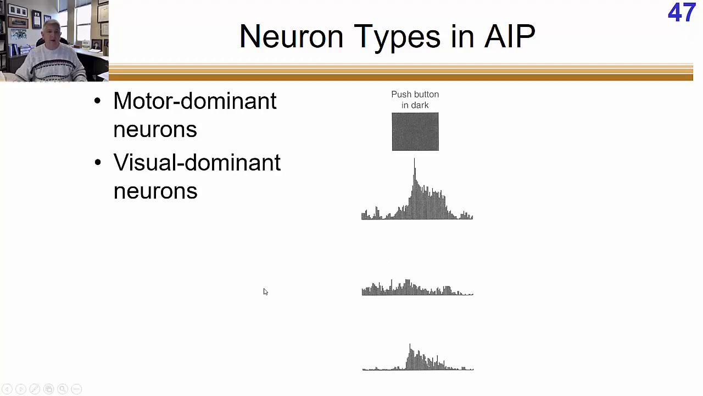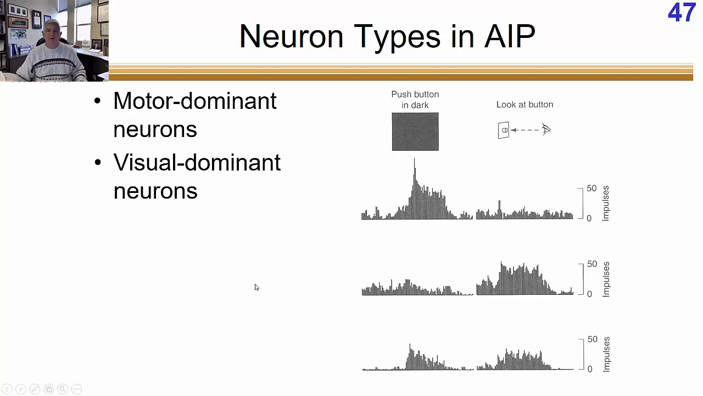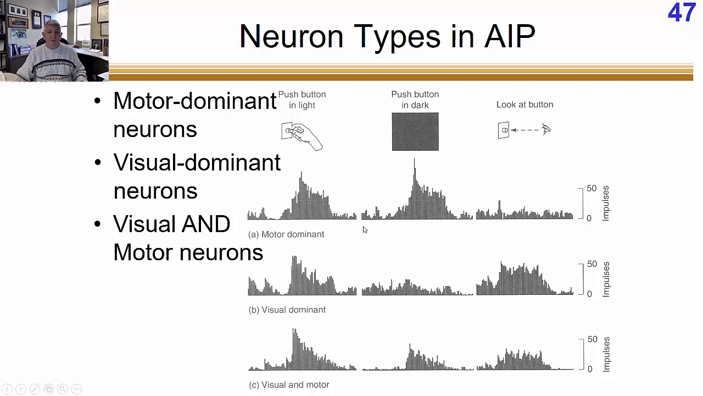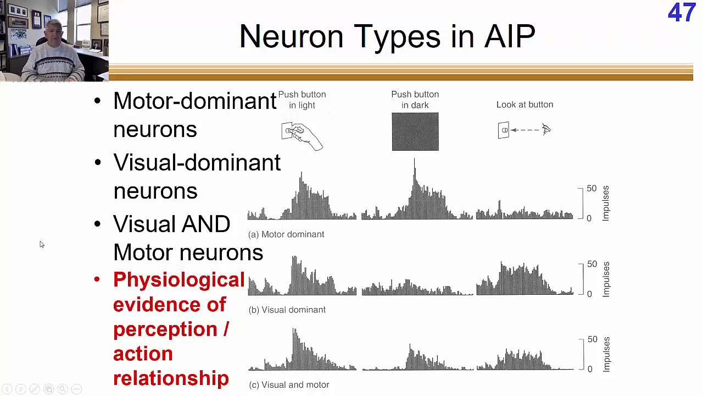We have visual dominant neurons. So now we tell the monkey, just look at the button. Don't push it, just look at it. So no motor signal. Now we have a neuron that fires to vision, right? Then we have a combination of vision and motion. So we say, okay, now push the button in the light. The motor system is activated, the visual system is activated, and a third neuron that was not activated by either one, a perception and action neuron, is now firing. So this is physiological evidence of this reciprocal relationship with perception and action together.